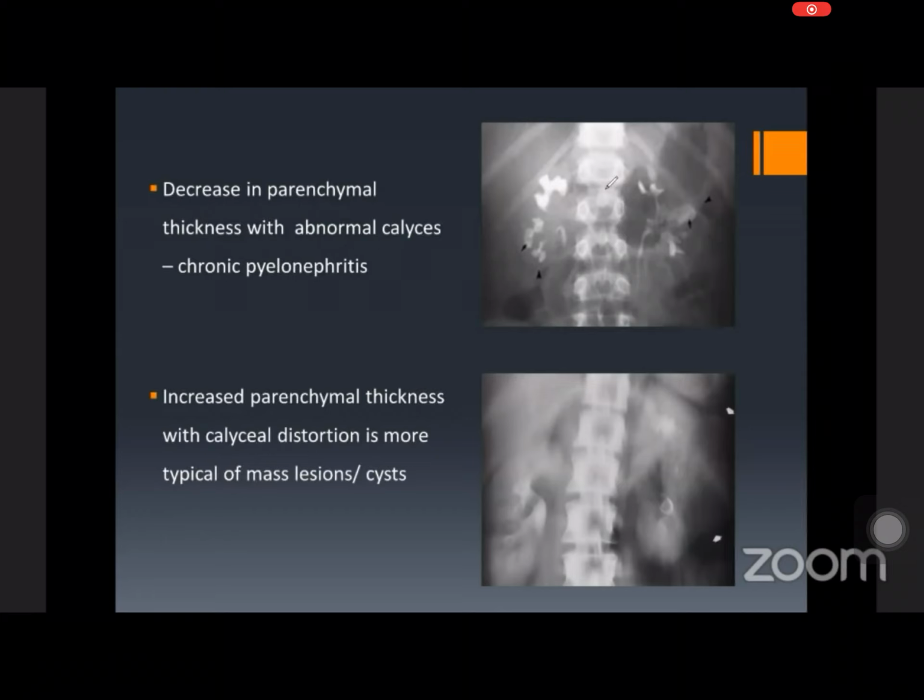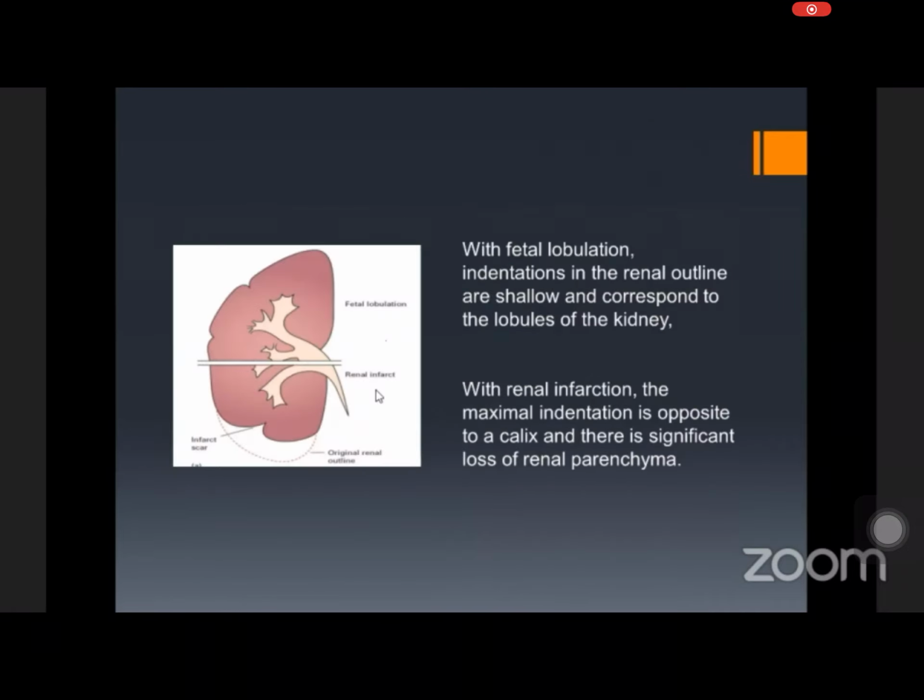In this pyelogram image, we see that there is a decreased parenchymal thickness in the polar regions, in the lower pole of the right kidney, as annotated here. The calyces are somewhat distorted in the lower pole compared to that of the upper pole. This is a classical picture of chronic pyelonephritis. Increased parenchymal thickness is typical of mass lesions or tumors. It can be even seen in benign tumors like simple renal cysts.